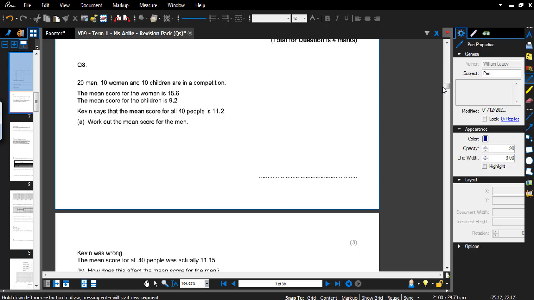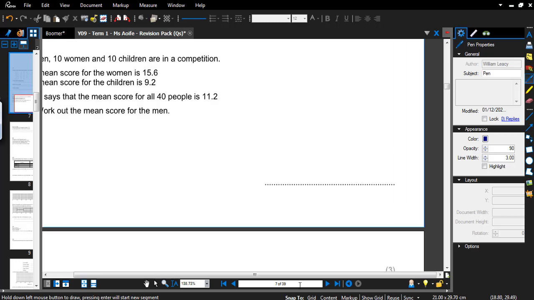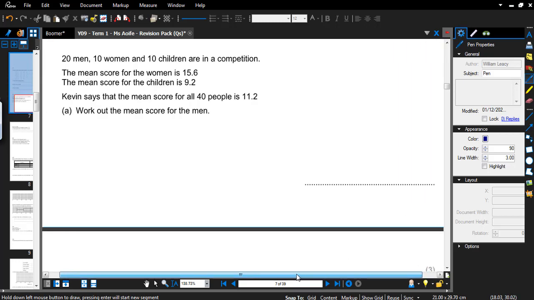20 men, 10 women, and 10 children in a competition. The mean score for the women is 15.6. Mean for the children is 9.2. Kevin says the mean score for all people is 11.2. Work out the mean for the men. You might not know where to start. Let's do what we can.